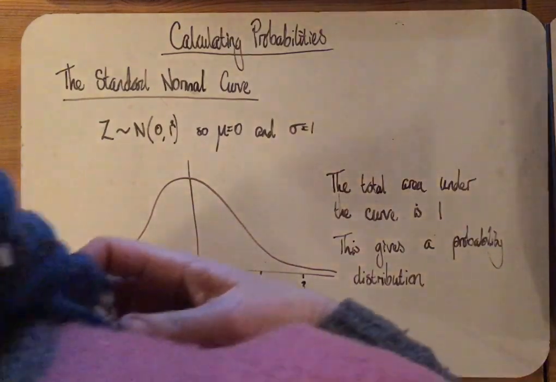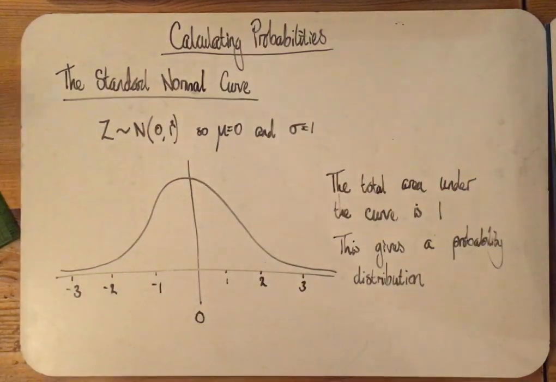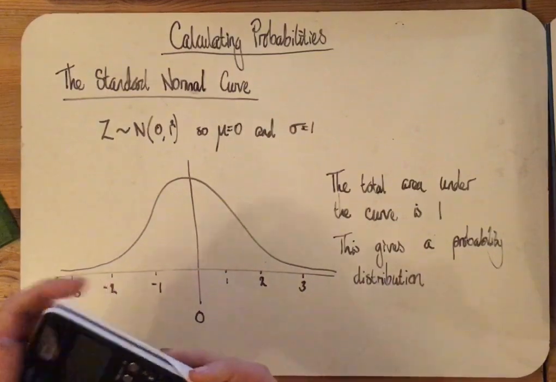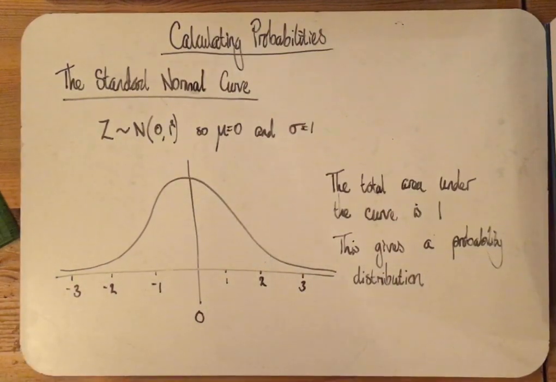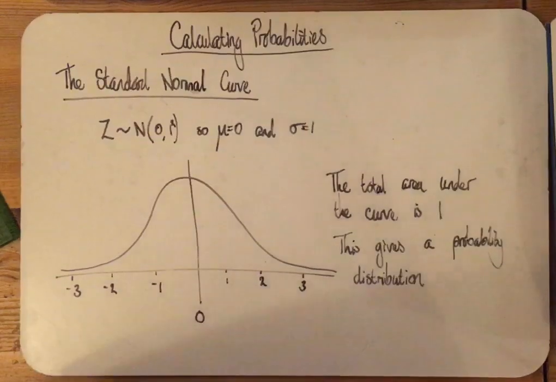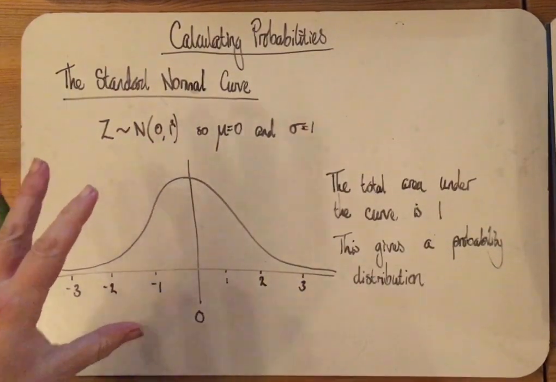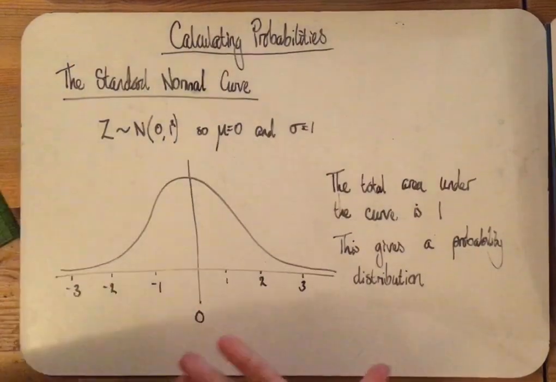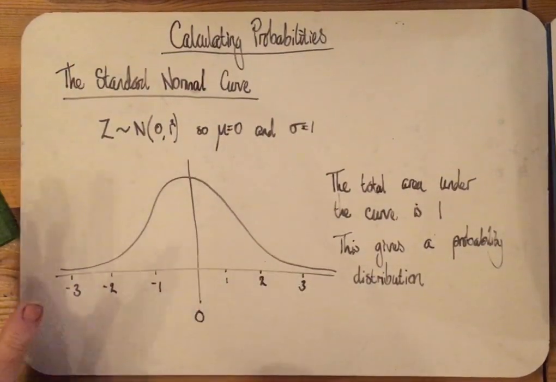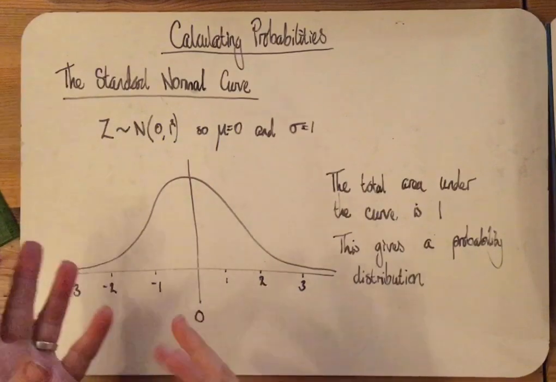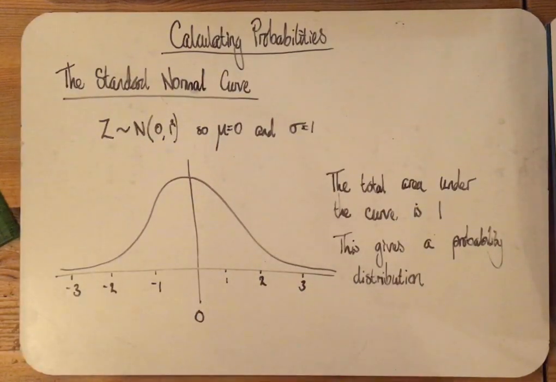Okay, a lot of the work we do with the normal distribution is on, you'll be pleased to know, calculating probabilities. Underlying this work is the standard normal curve. So in the past, whatever normal distribution you had, you would have to map it onto the standard normal curve. And then you'd have a table of probabilities, and then you could work out the probability of being bigger than or less than a particular value in your distribution.